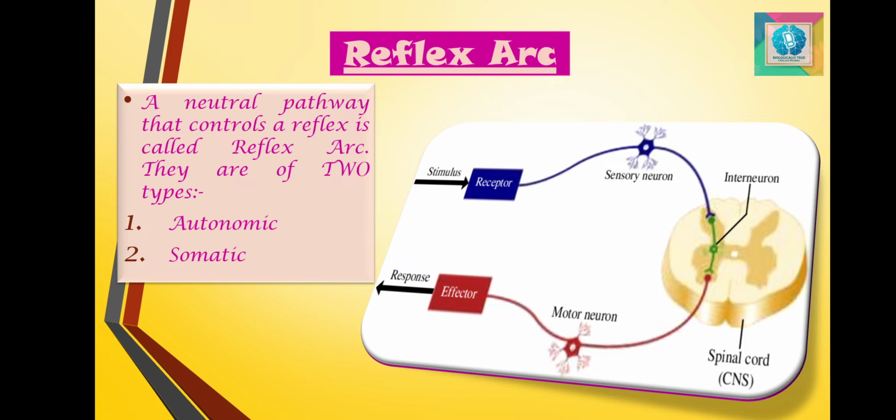Reflex arc: the path covered by the impulses from the receptor to the effector, through the sensory or afferent nerve fibers, a part of the central nervous system, and the efferent or motor nerve fibers, is termed the reflex arc. The reflex arc is the pathway followed by the nerves which carry the sensory information from the receptor to the spinal cord and carry the response generated by the spinal cord to the effector organs during a reflex action, as shown in this picture also.